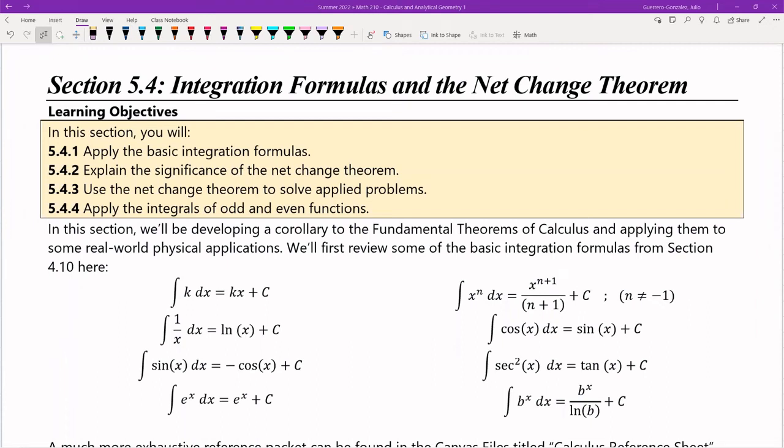Hello, everyone. This is the lecture for section 5.4, integration formulas and the net change theorem.